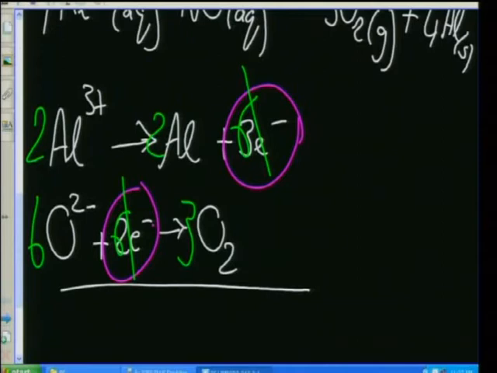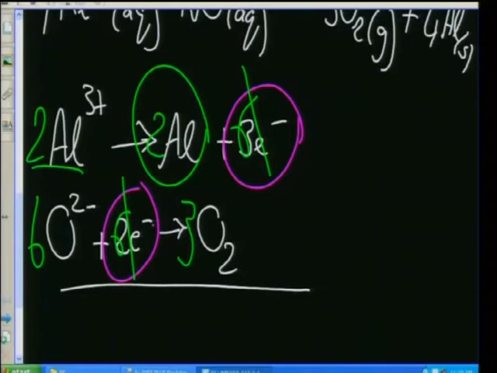Yes. Okay, so now here we need to recognize that for every 2 moles of aluminium ions, we're going to produce 2 moles of aluminium metal. For every 6 moles of the oxide ion, we're going to produce 3 moles of oxygen.